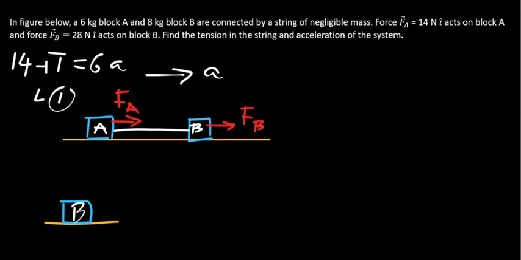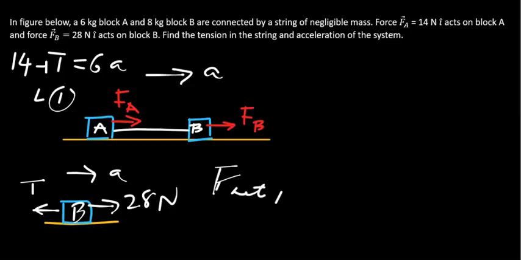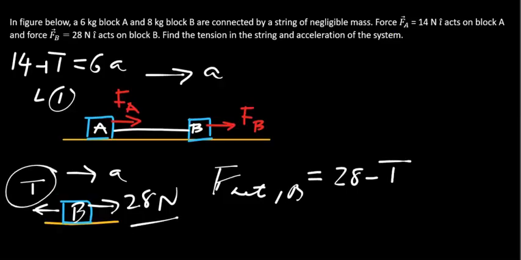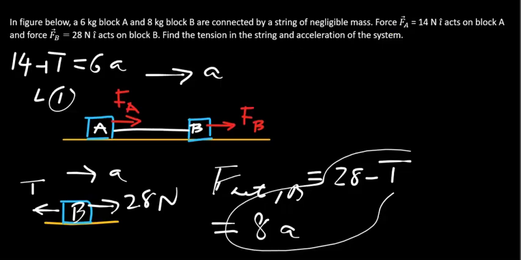Now let's look at object B. There is Fb, whose magnitude is 28 newtons, acting to the right. There is tension in the string that's trying to pull it leftward, and there is an acceleration a, the same acceleration. So the net force on object B is 28 minus tension, because this has got to be larger than that because acceleration is rightward. And that must be the same as the mass of block B, which is 8, times acceleration, so Newton's second law. So we have the second equation, 28 minus tension equals 8a. So that is equation 2.